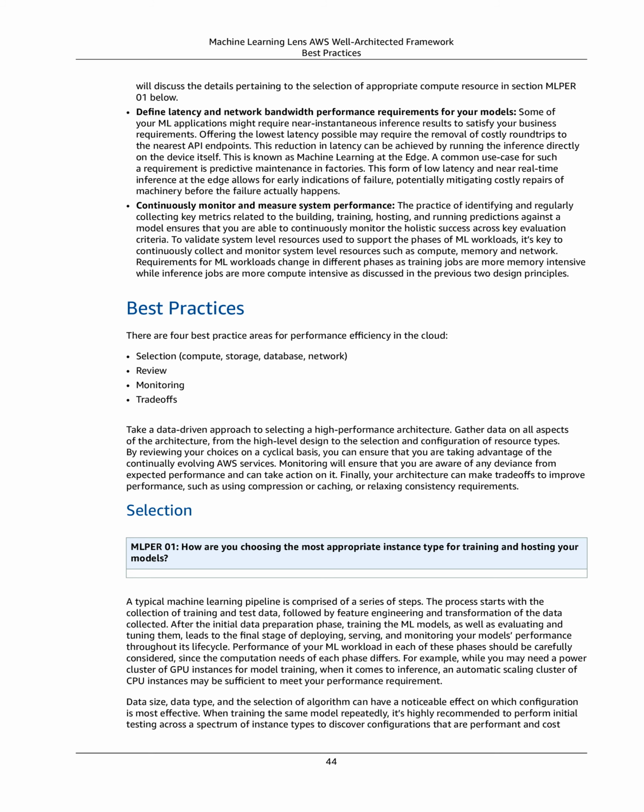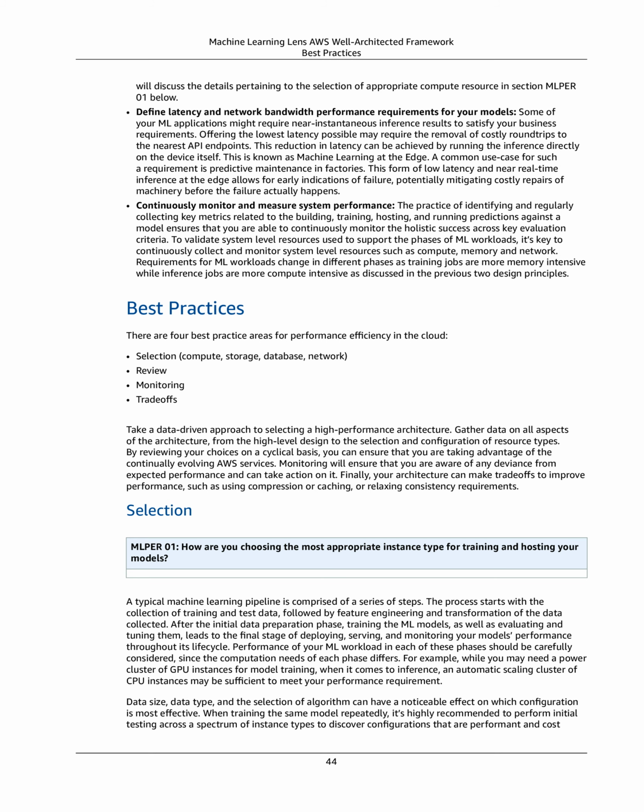Best practices. There are 4 best practice areas for performance efficiency in the cloud. Selection, compute, storage, database, network review. Monitoring. Trade-offs. Take a data-driven approach to selecting a high-performance architecture. Gather data on all aspects of the architecture, from the high-level design to the selection and configuration of resource types. By reviewing your choices on a cyclical basis, you can ensure that you are taking advantage of the continually evolving AWS services. Monitoring will ensure that you are aware of any deviance from expected performance and can take action on it. Finally, your architecture can make trade-offs to improve performance, such as using compression or caching, or relaxing consistency requirements.